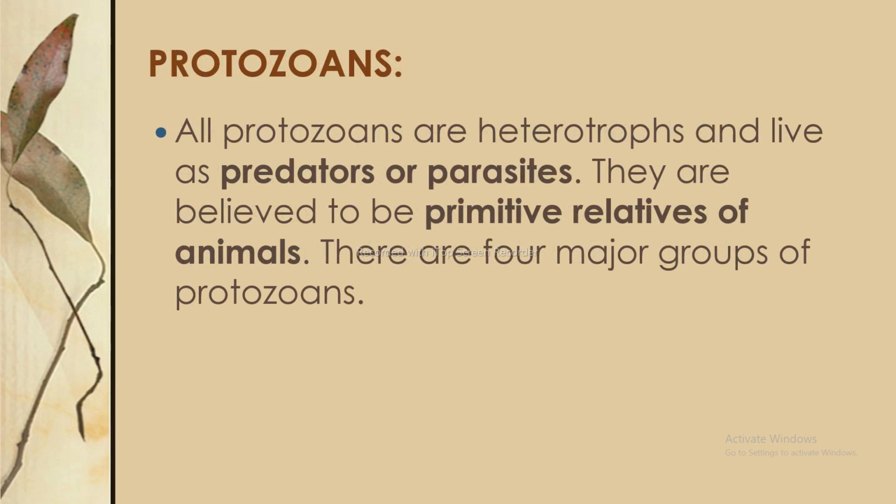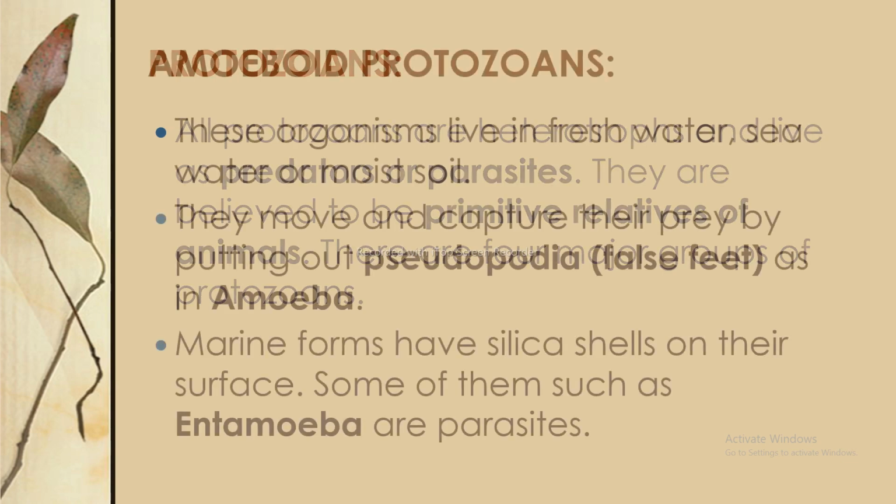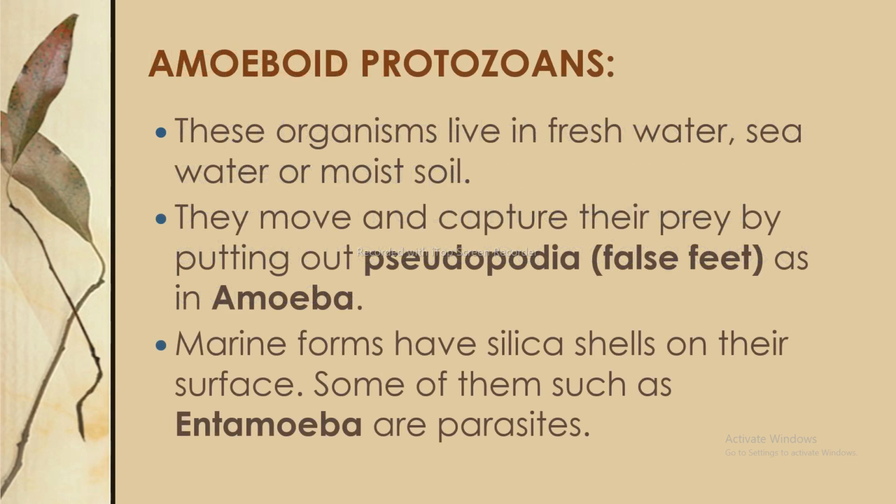Next are the protozoans. All the protozoans are heterotrophs and live as predators or parasites. They are believed to be primitive relatives of the animals. There are four major groups of protozoans. First is the amoeboid protozoan. These organisms live in freshwater, seawater or moist soil. They move and capture their prey by putting out pseudopodia, also called false feet, as in amoeba.